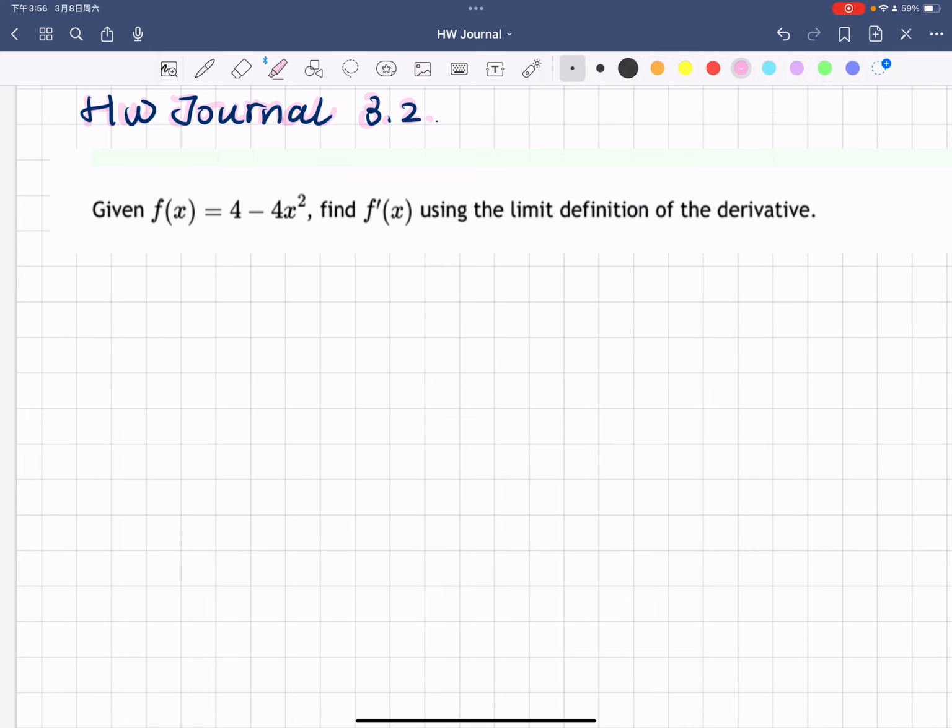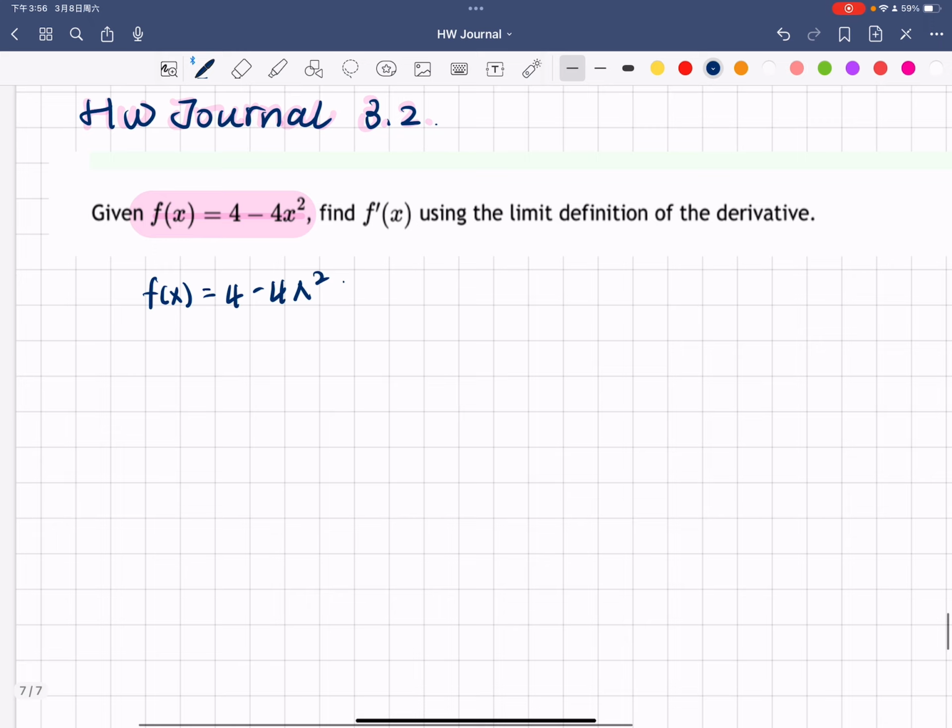So based on this statement, we could gather some information: the original function is 4 minus 4x squared. So let's write it out. 4 minus 4x squared. So we're going to be looking for the derivative, the tangent line, which is f prime of x right here. In this case, we will be using the quotient formula.